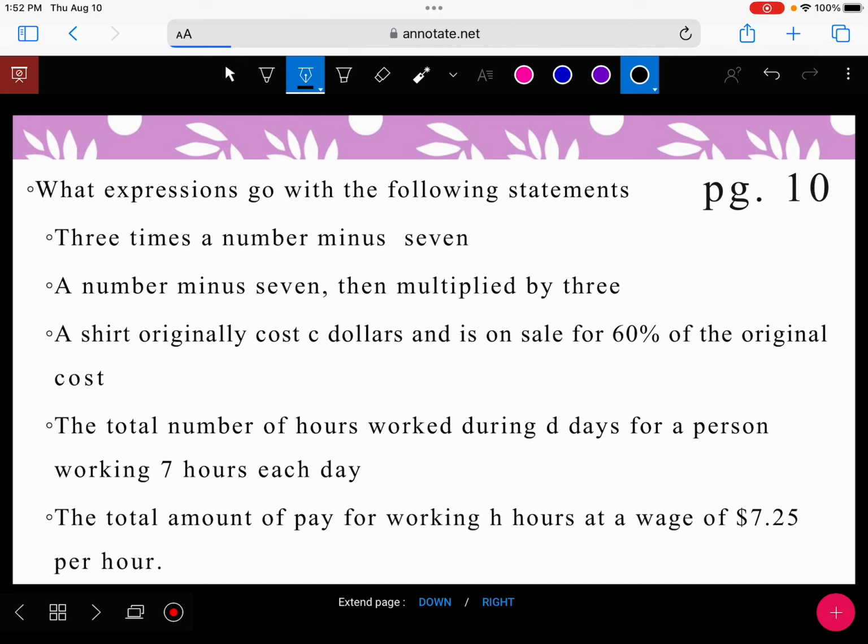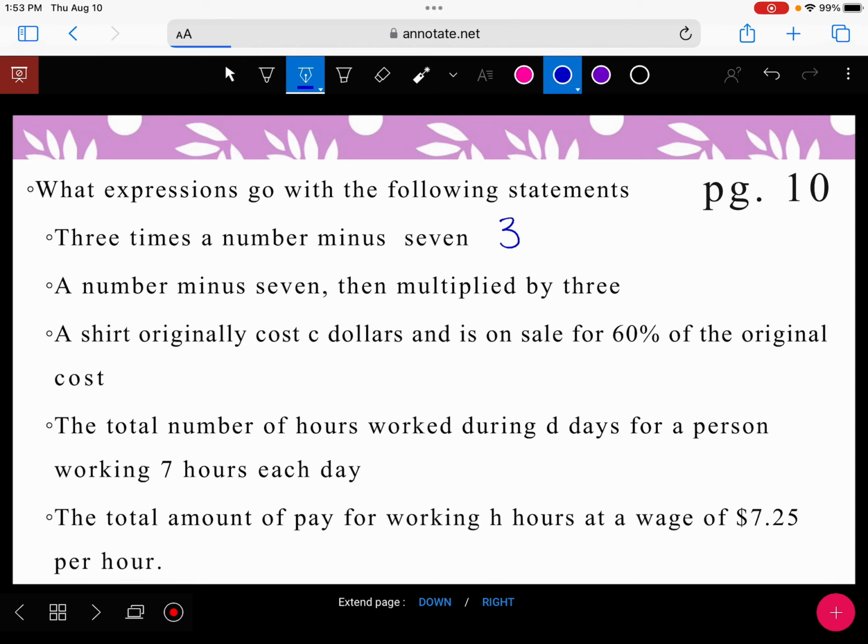Not surprised. All right. So what we're going to do is we're going to kind of practice. We're going to take these sentences and we're going to put them as expressions. We're going to put them into math. So we've got 3 times a number minus 7. How could I write this, 3 times the number minus 7? Yeah, 3 times some number.